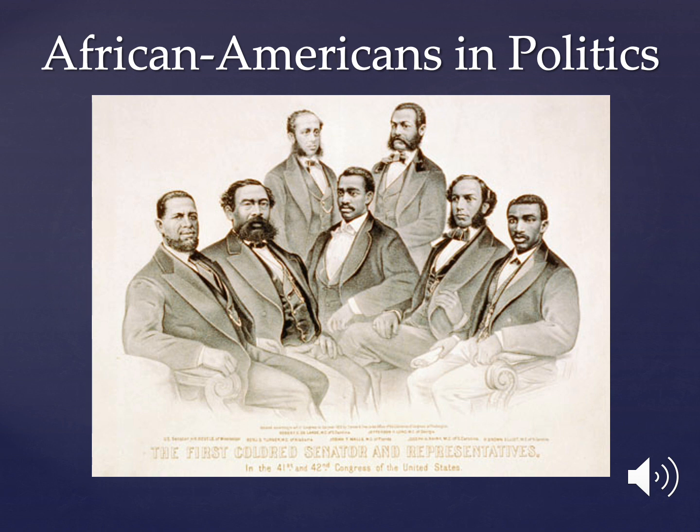Some of these men had lived freely in the North before the Civil War, but many of them were former slaves. Among those elected were Hiram Revels, Benjamin Turner, Robert DeLarge, Josiah Walls, Jefferson Long, Joseph Rainey, and Robert B. Elliott.